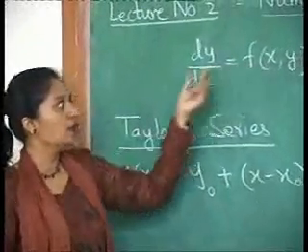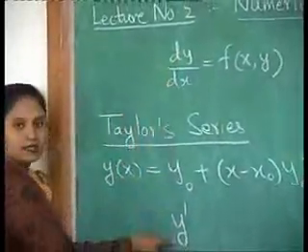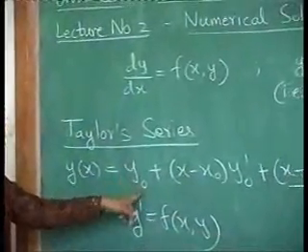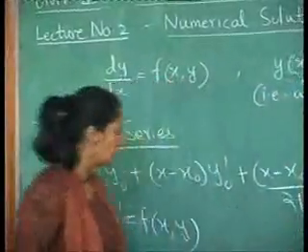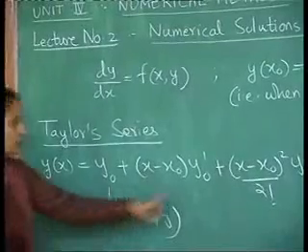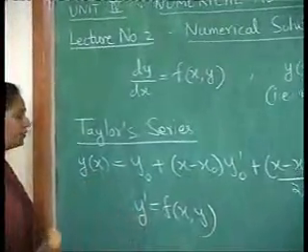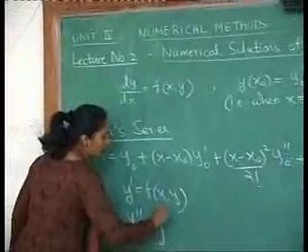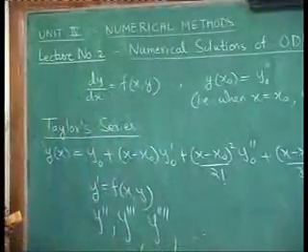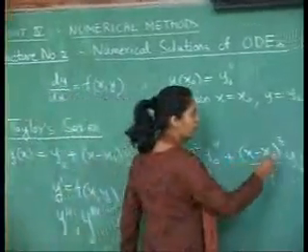Now, from this equation, we know what y dash is. dy by dx is nothing but y dash. So y dash is given to us. We know what y naught is because the initial condition is given to us. We can use this to calculate the value of y dash at x naught. That will give us y naught dash, and then by taking successive derivatives of this, I can find y double dash, y triple dash, the fourth derivative of this, and so on.